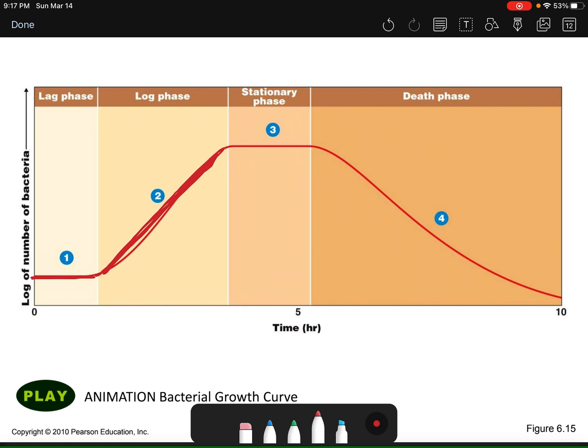Then they start to run out of space, nutrients, and so on. Waste is starting to build up a little bit. So the amount of growth equals the amount of death, and they just kind of even off up here at this flat part. But then the limiting factors build up. Too much waste, not enough food, not enough oxygen, and boom, they start to go through this sharp decline here in the death phase.